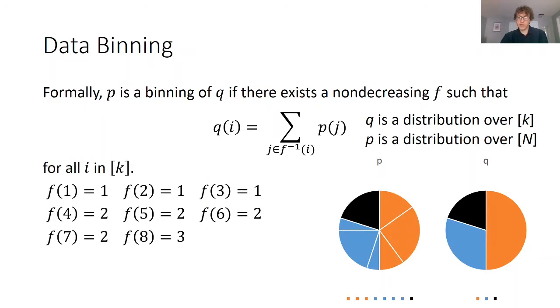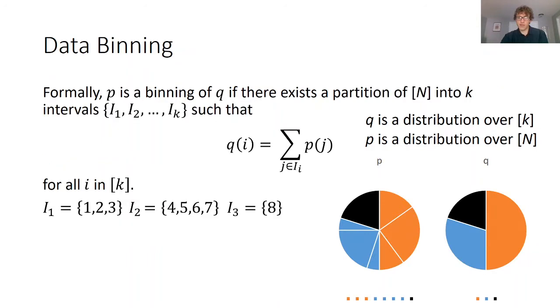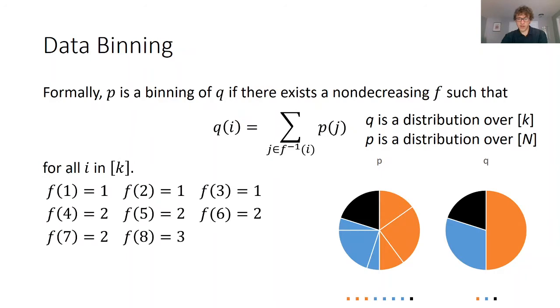And also, we don't have to use a function f like this. We could instead use an interval partition. We could break up brackets capital N into k intervals such that the ith element of Q has a probability mass that's the sum of the probability masses of elements in the ith interval. And of course, there's not too much difference here. I prefer the f version that we had, so we'll go back to that.